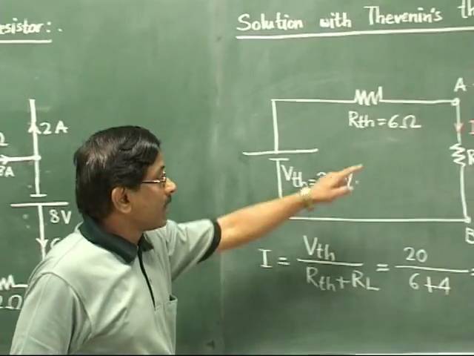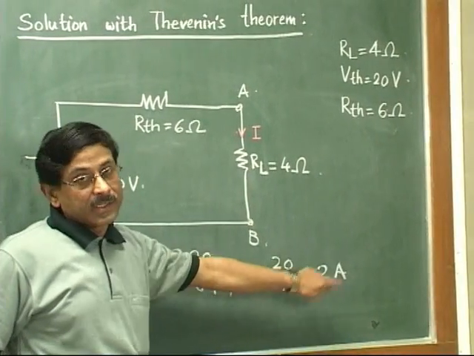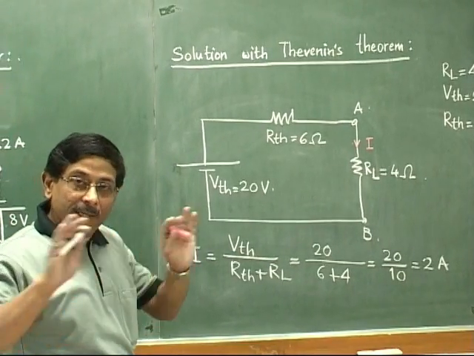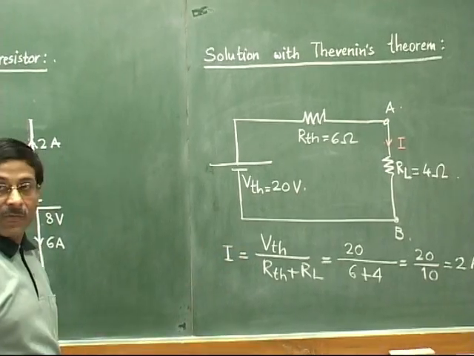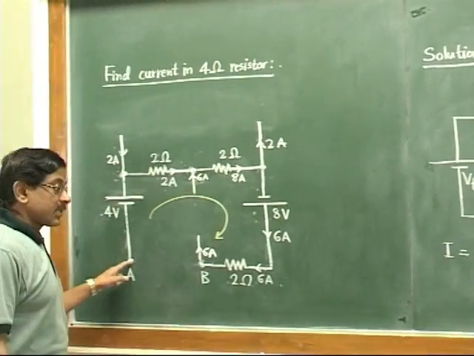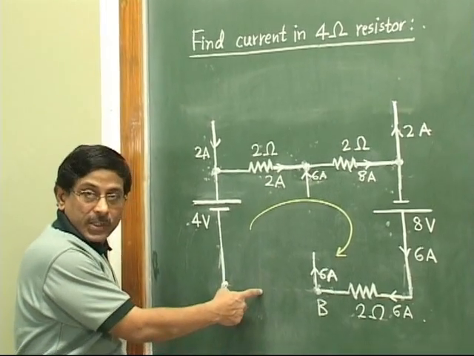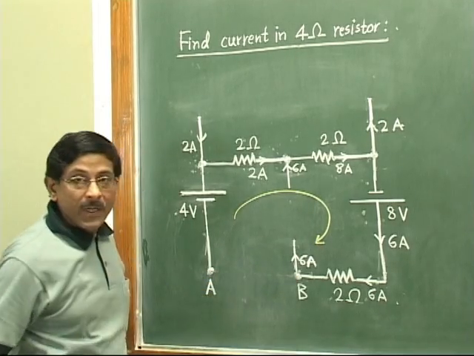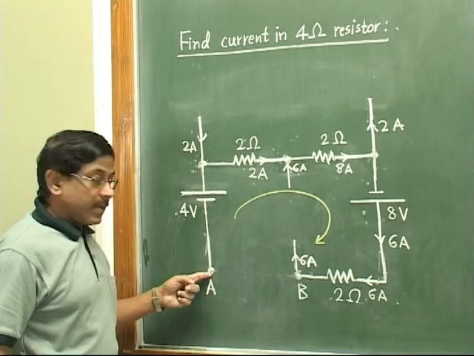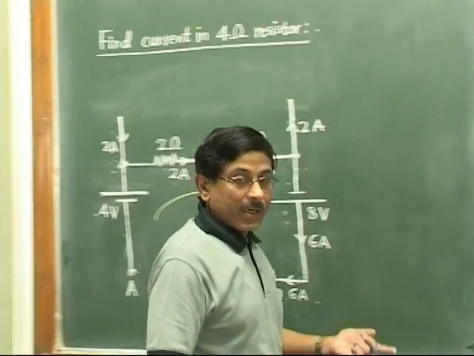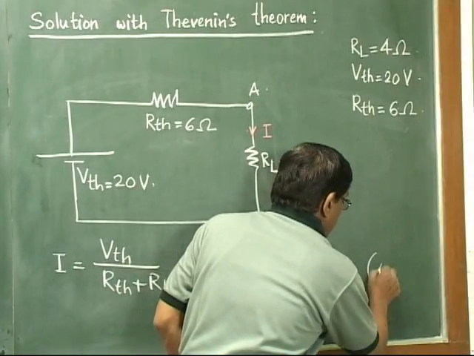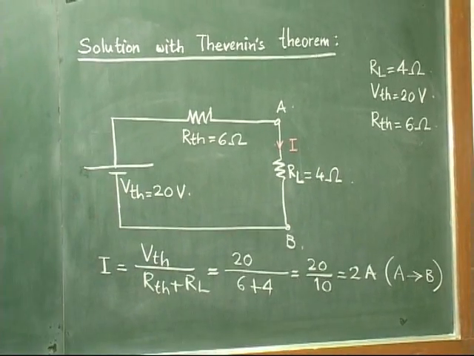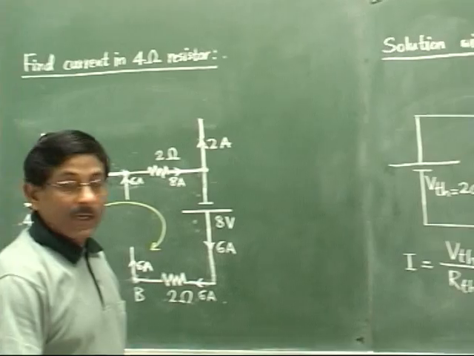See, current I in load resistor comes out to be 2 ampere. Same answer we have got as we have obtained by using only the Kirchhoff's laws. And direction, obviously, since we had connected the positive of this VTH to A, means A is at higher potential, B is at lower potential. Obviously in the circuit the current will be flowing from A to B. Here you can just add it, that from A to B. So this will be the solution of the given problem using Thevenin's theorem.